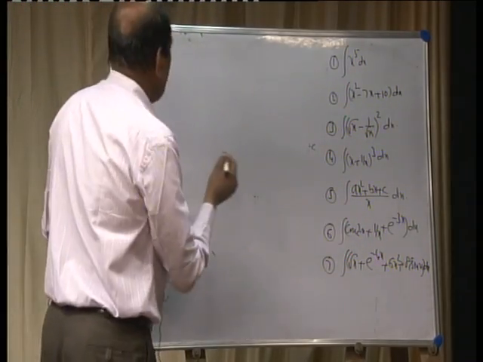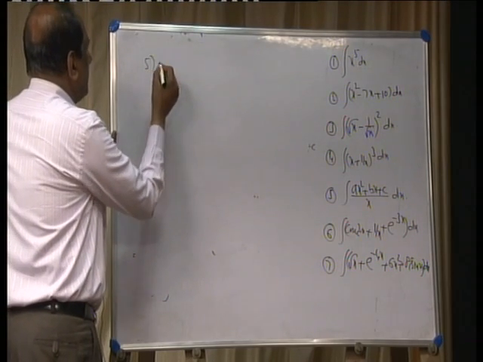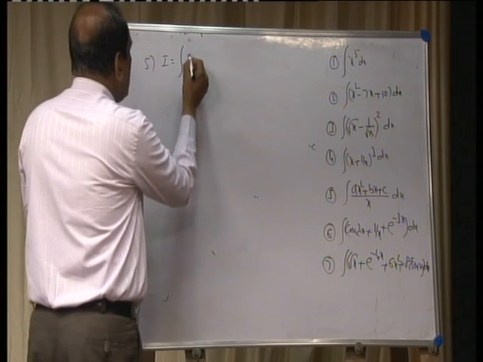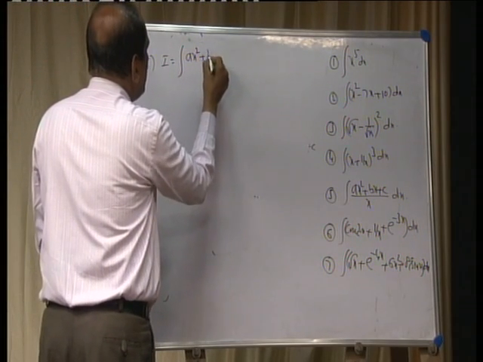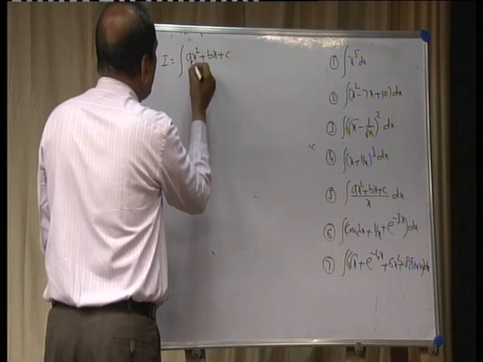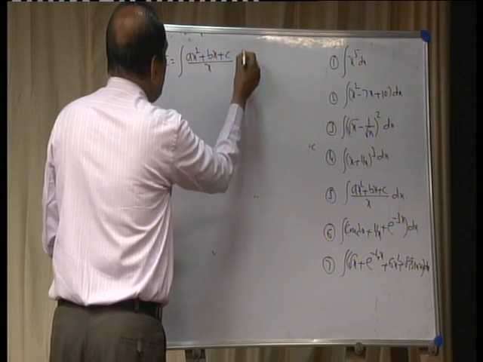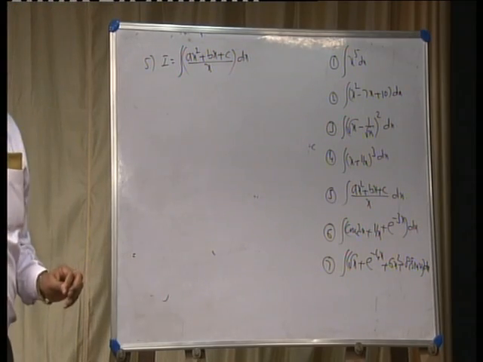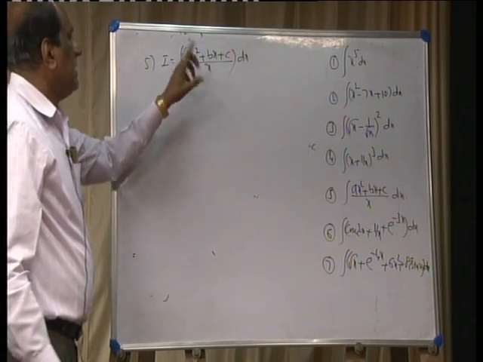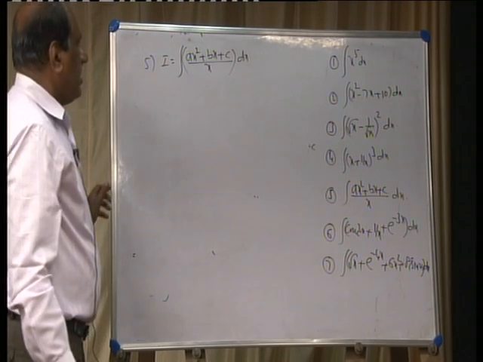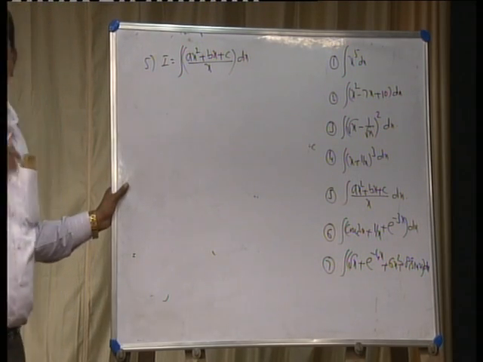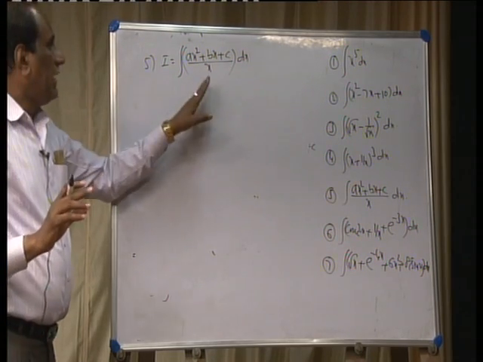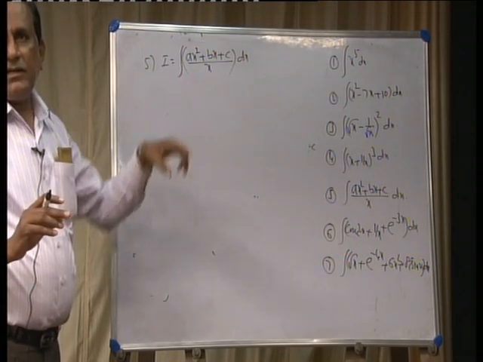See here, fifth problem. I give an integral of (ax square plus bx plus c) divided by x. a, b, c are constants, x is the variable. Now see here, there is only one term in the denominator, that is x. So take the term to the numerator.